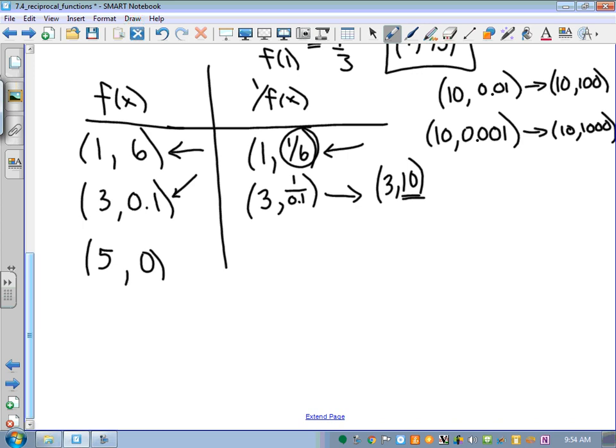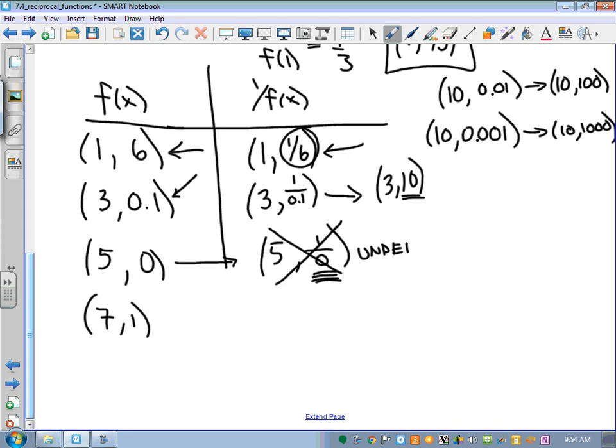I'm going to put one more point on here, 7 comma 1, but let's deal with 5 comma 0 first. If I take the reciprocal of that, I get 5 comma 1 over 0, and this is a problem. You cannot divide by 0, so this point doesn't exist, and it's undefined. And that's going to be something that's very important, that the x-intercepts of the original function become what we call vertical asymptotes on the reciprocal. And the logic behind that is, if we have an x-intercept on f of x, the y value is 0. And you cannot take the reciprocal of 0.